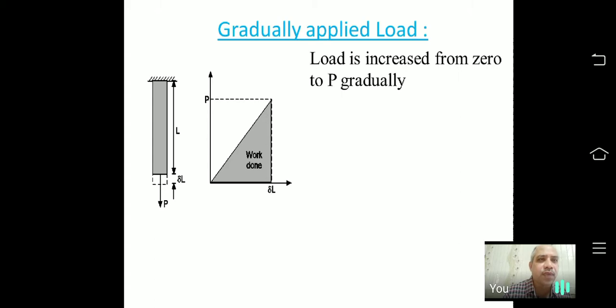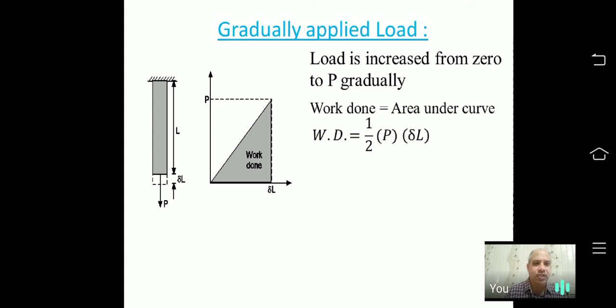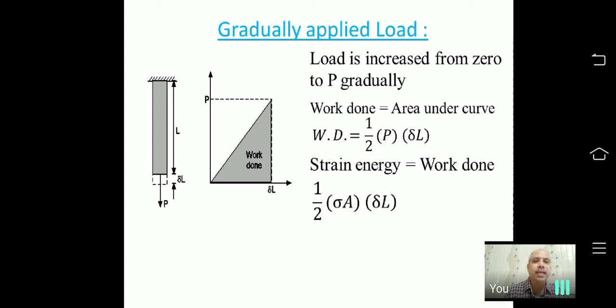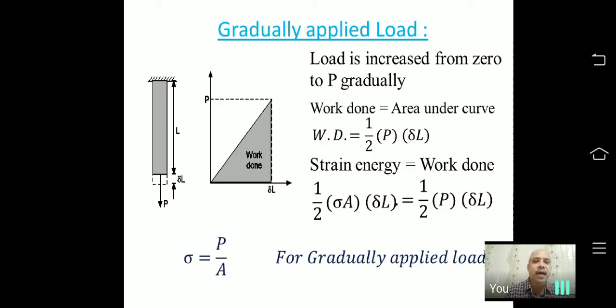Now load is increased from 0 to P gradually, and work done is area under curve, and work done is nothing but strain energy. So we have 1/2 P into delta L, and then we have strain energy equal to work done, and that is 1/2 sigma A into delta L, that we have already seen, and that is equal to 1/2 P into delta L, which is due to gradually applied load. And from this we are going to get stress equal to P by A, which is for gradually applied load.